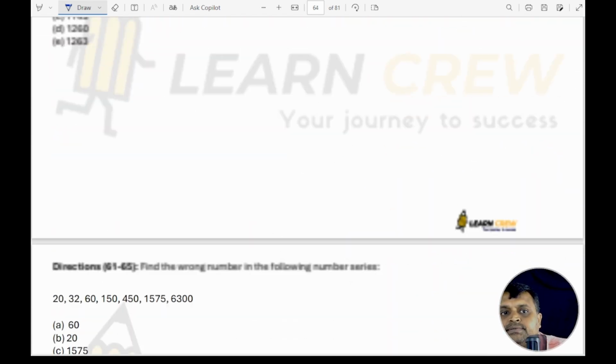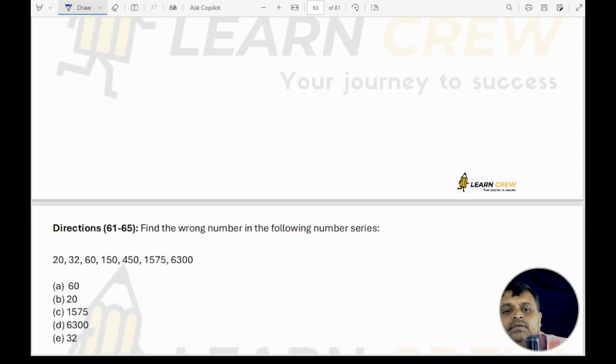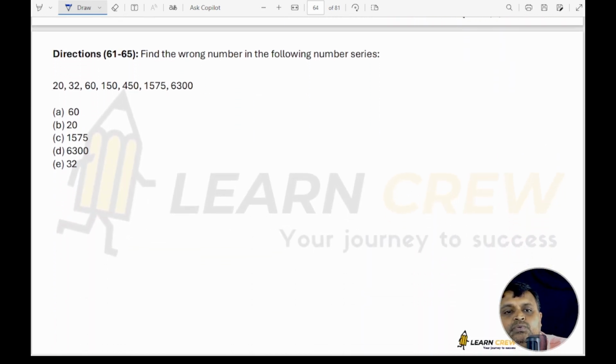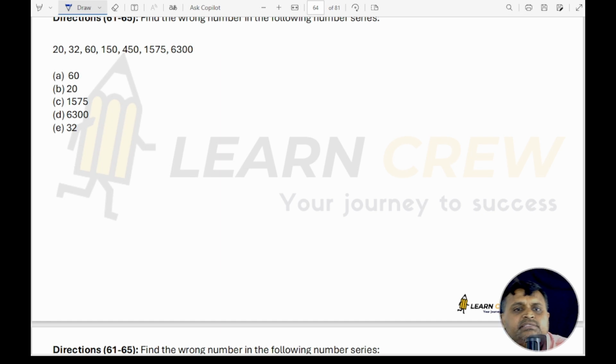Now next. 20, 32, 60, 54. It is very clear. You could see here 60 becomes 150, 60 into 2.5. 150 into 3 is 450, 45 into 35 is 1575, so it is 3.5. 1575 into 4. So before that it has to be into 2. Before that it has to be into 1.5. 20 into 1.5 is 30. 32 is the wrong number. So the answer is option E.